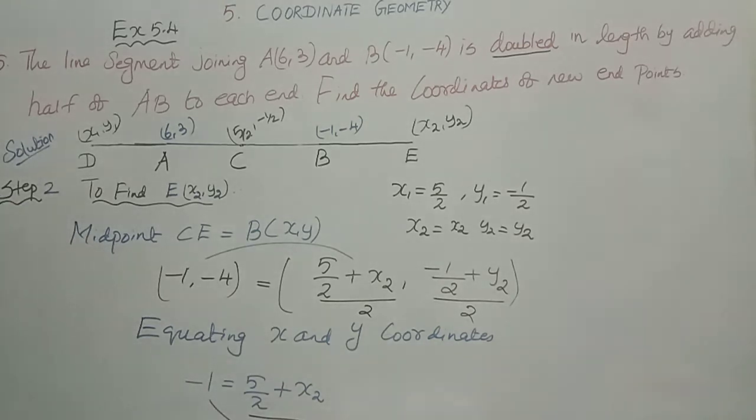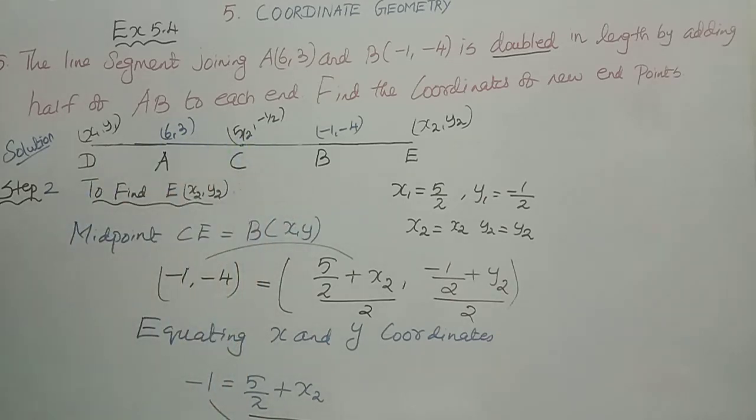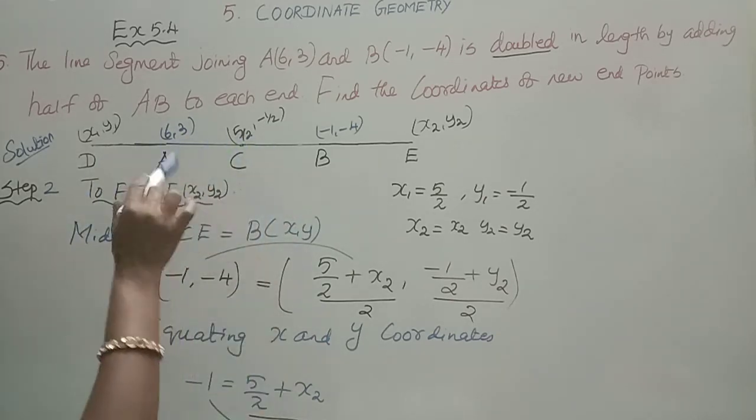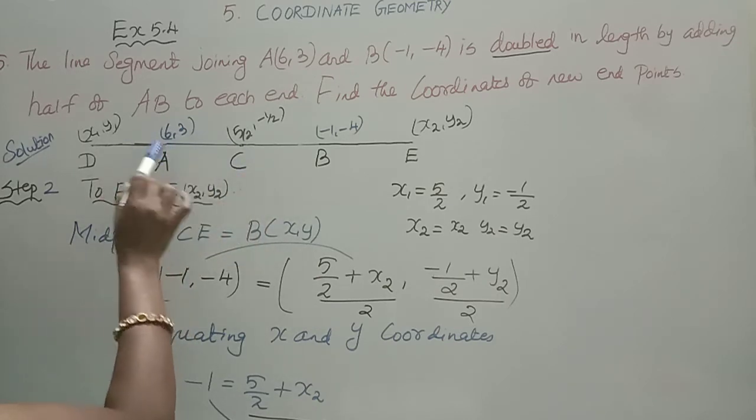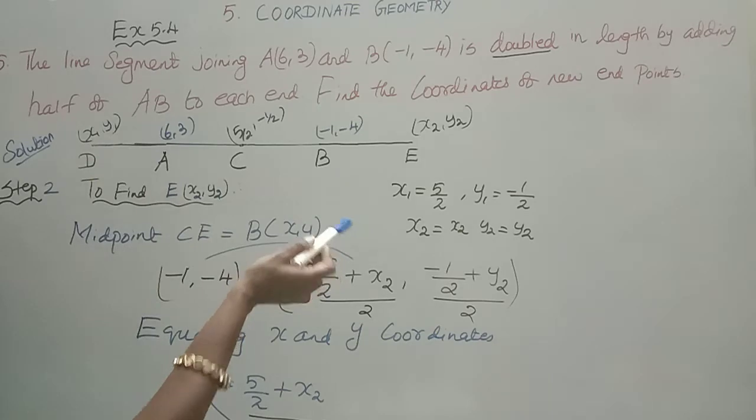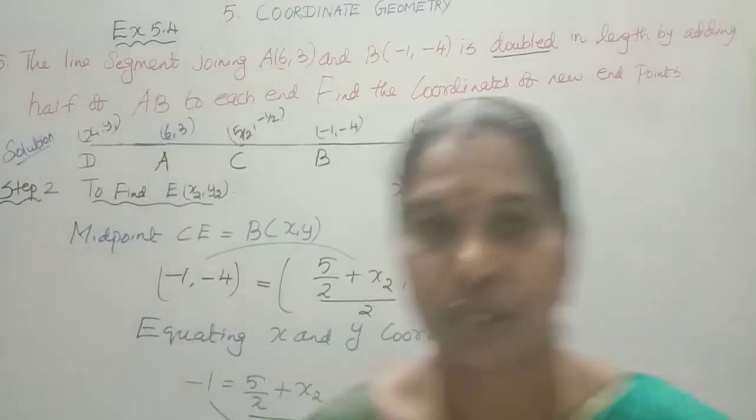Three ideas we are doing here. First we are finding the midpoint of AB, that is C, using the midpoint formula. Then using that midpoint idea, A is one endpoint, we have found x1, y1, and this B is another. Now we are finding the next end point x2, y2.